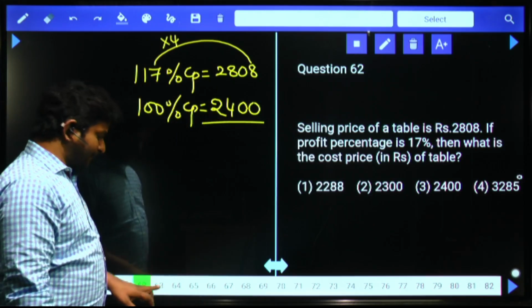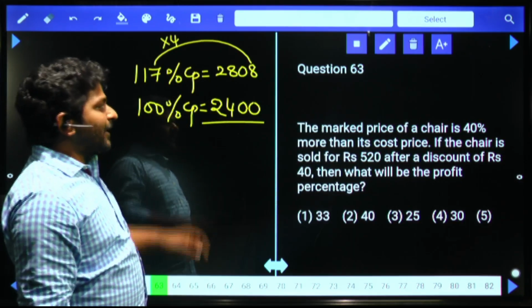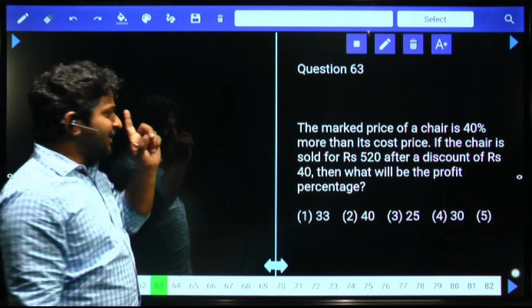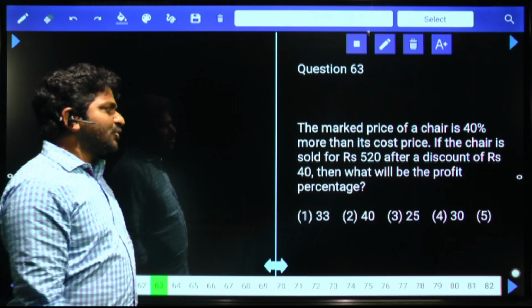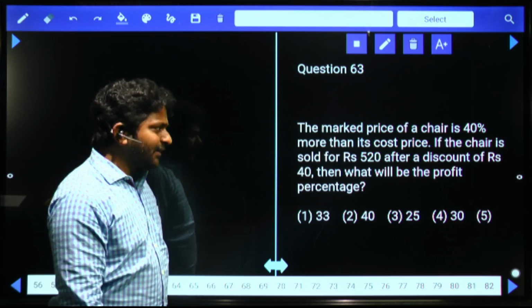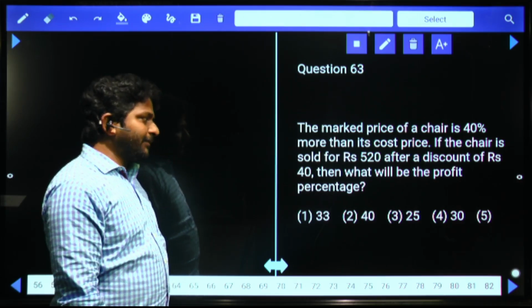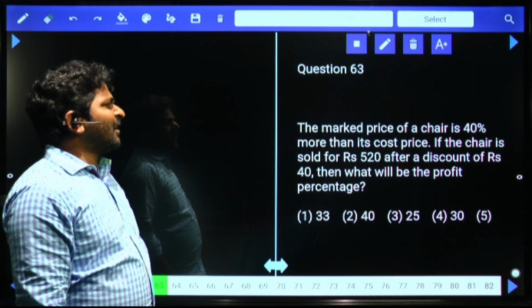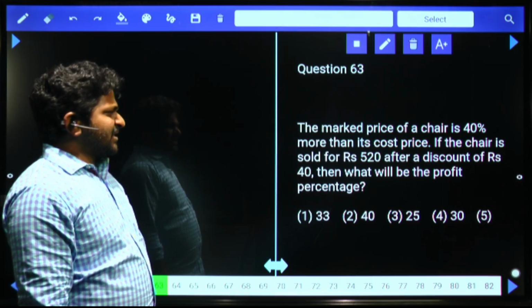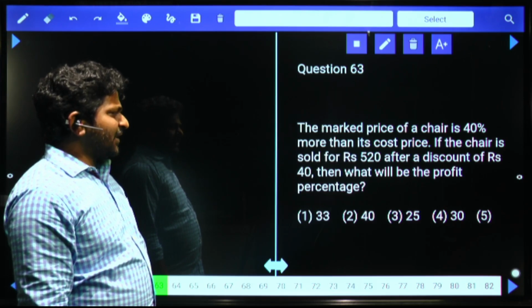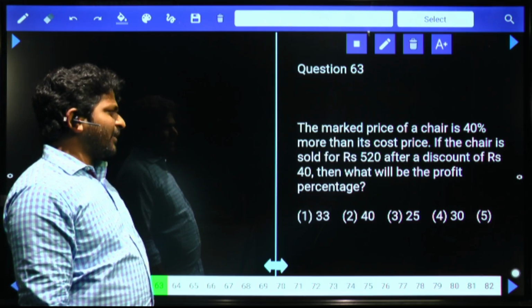This is the simple way. The market price of a chair is 40% more than its cost price. If the chair is sold for 520 after a discount of 40 rupees, then what will be the profit percentage?